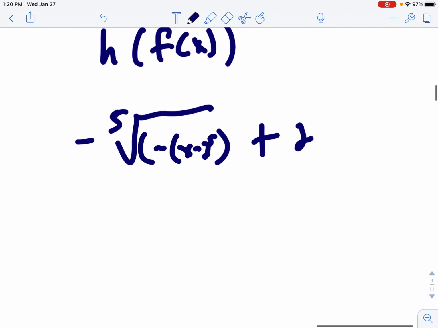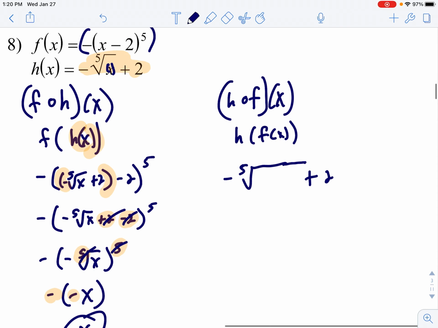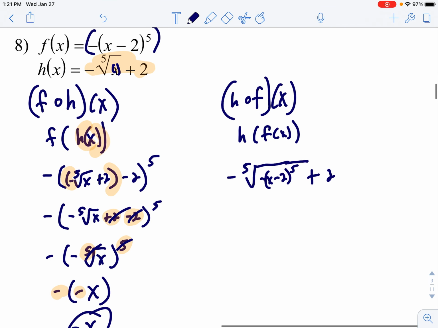Wow. Can you read that? I can't. I just can't. Hopefully you got a chuckle out of that. If you don't understand, it's okay. Negative, oops. Oh, why am I struggling here? Negative x minus 2 to the fifth. There. Okay, so I plugged the second function into the first function.